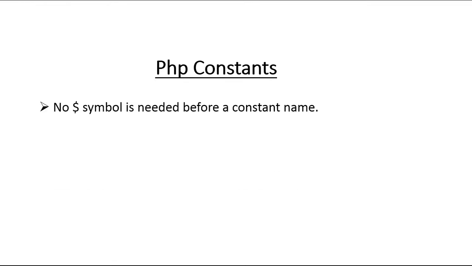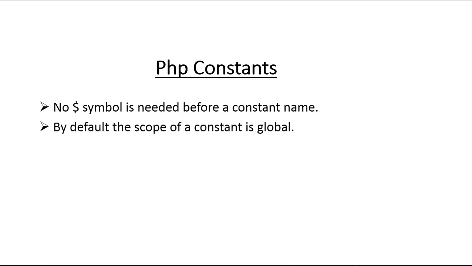There is no need to insert a dollar symbol before a constant name. That is the main difference between a constant and a variable in PHP. A variable is always declared with a dollar symbol at the front of that variable, but for a constant there is no need to insert a dollar symbol before the constant name.